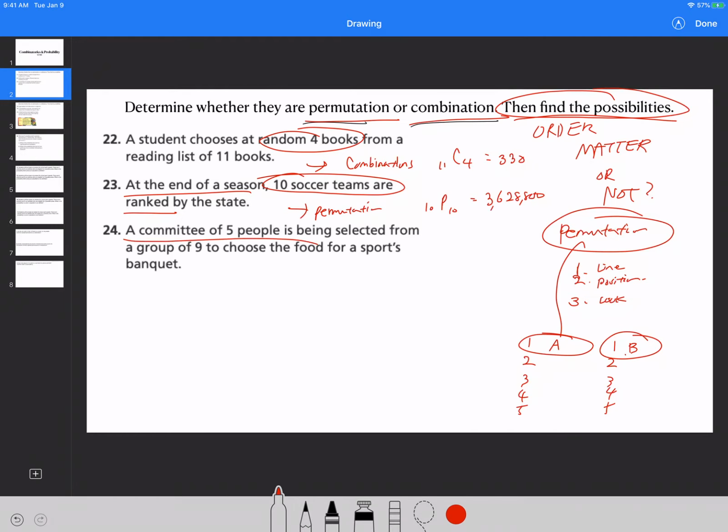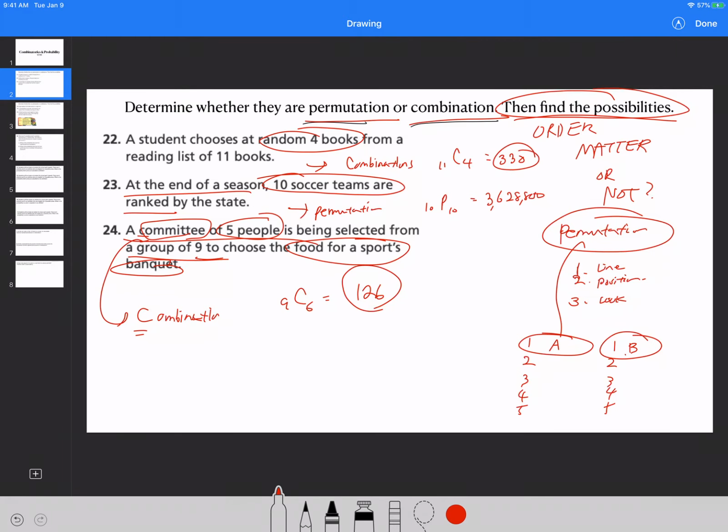24. A committee of 5 people is being selected from a group of 9 to choose food for a sports banquet. So a committee of 5 people. A good rule to remember is that whenever you have a committee, it starts with C, so it's a combination question. Most certainly. So it's 5 people out of 9, so it's 9C5. Once I type that into the calculator, I should get 126 different ways. So those would be the answers.